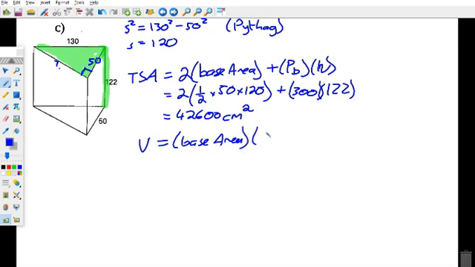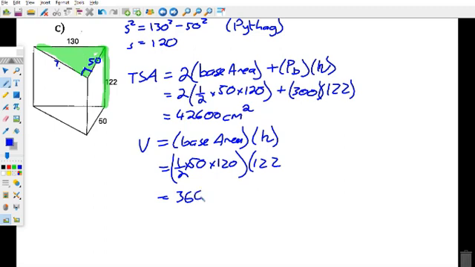To find the volume, we're going to take our base area. We're going to multiply it by my height. So we're going to say my base area is half times 50 times 120. And my height is going to be 122. Put that all together. 120 multiplied by 122. We're going to have a volume of 366,000, okay, 3 zeros, centimeters cubed.